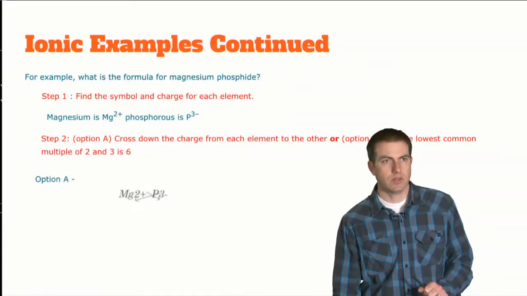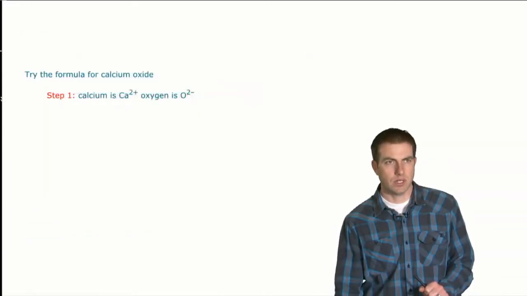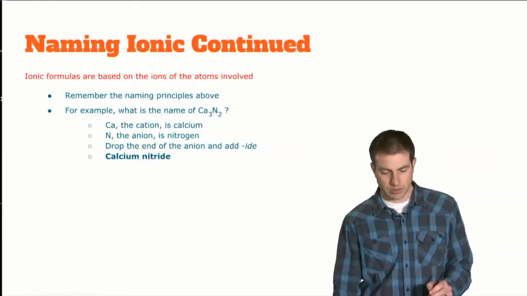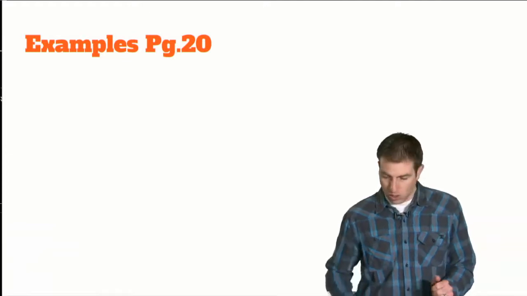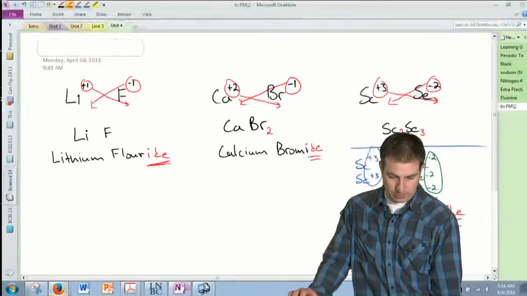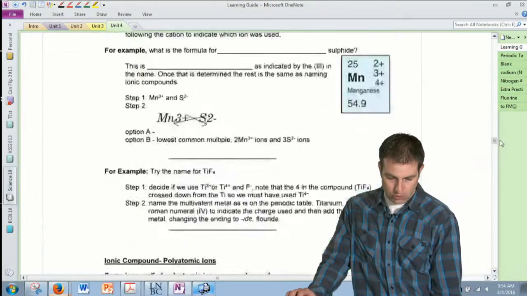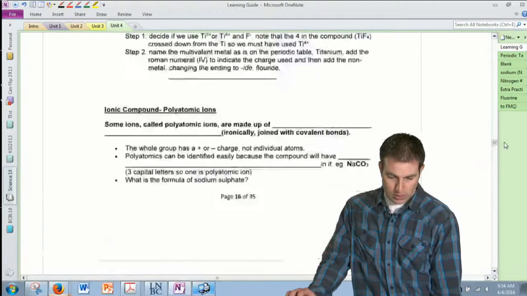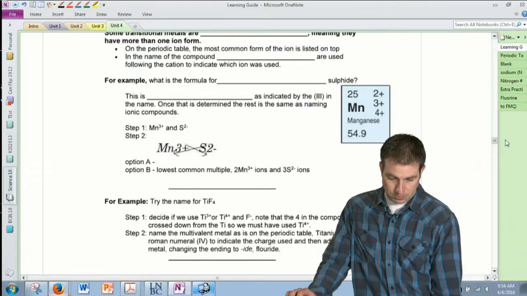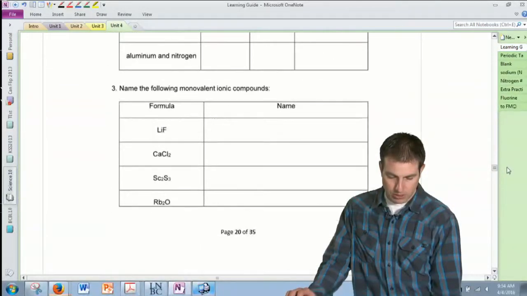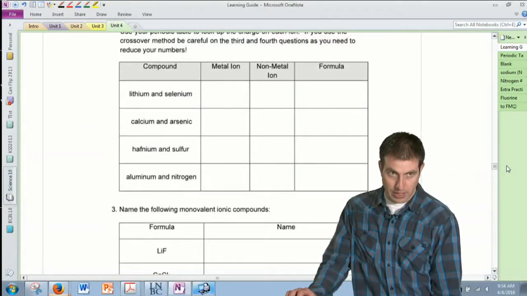Did we do this? Magnesium, phosphorus. Yeah, we did. Magnesium phosphide, calcium, oxygen. That was the tricky one. Naming ionic compounds, we're good to go. Now, on your learning guide, page 20, there's a couple of tables. Ava, you're good with that? That's good. Examples on page 20. So you've gone through these notes now up to here. And then on page 20, jumping down to the bottom, there are some examples.